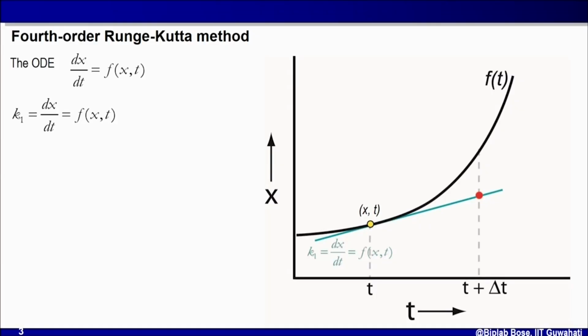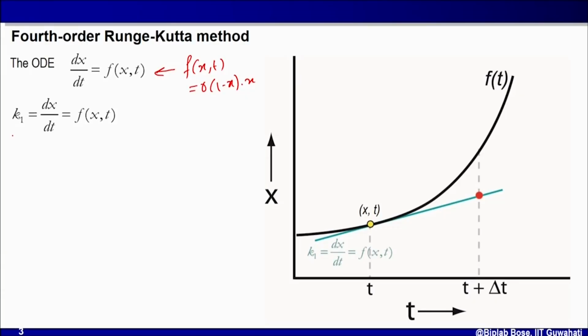So let us start. I have an ODE, dx dt equal to f of x, t. In my earlier example, when I was discussing the spread of infectious disease, f of x, t was equal to r into 1 minus x into x. I am writing in a generalized form here, because we will try to understand the method in a generalized fashion. So dx dt is equal to something which is a function of x and time t. So k1, as in Euler's method, the first slope, k1, is equal to dx dt, which is equal to this function f of x, t.